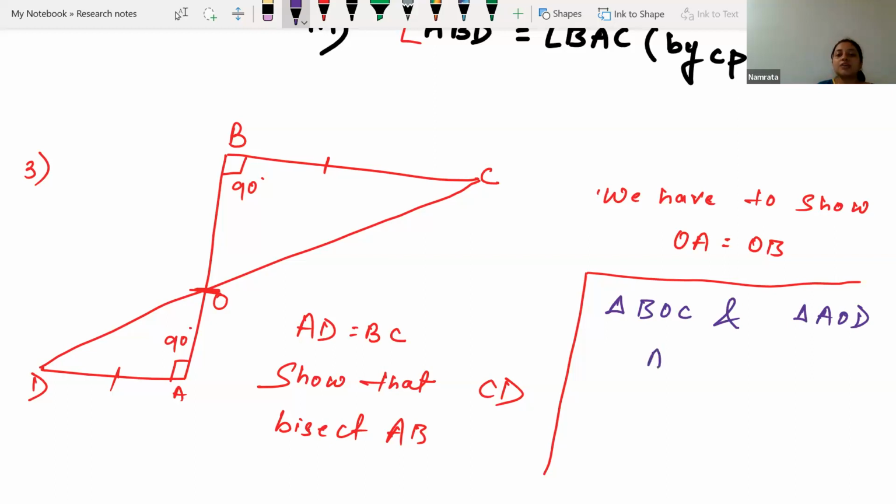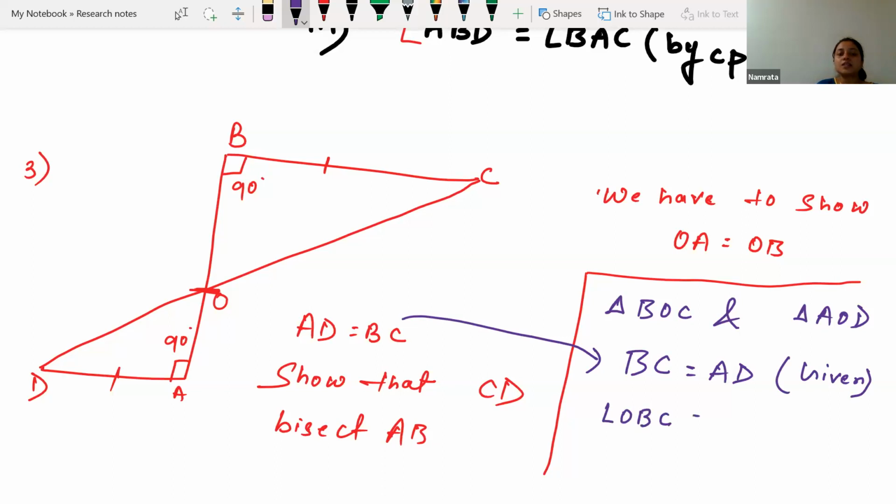Now the information, whatever we are having in hand, we will write it. We are already having in hand that BC from there is equal to AD from here. That is given. We also know this is 90 degree, that is 90 degree. So let's write it. We know that angle OBC is equal to angle OAD. Both are 90 degree and that is also given.